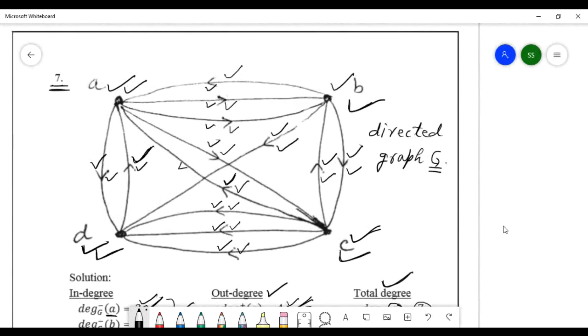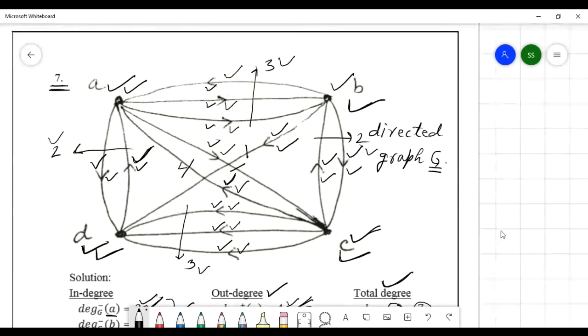Look. Here 2, here 3, and here 2, and here 3. So how much? This 2 and this 3, 5, and this 2, 7, and this 3, 10. So here also 10, and then 1, 1, 1, so total 13 edges.